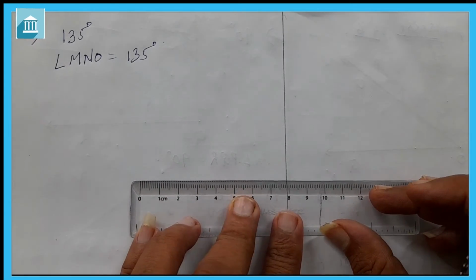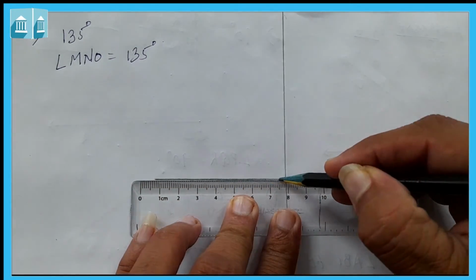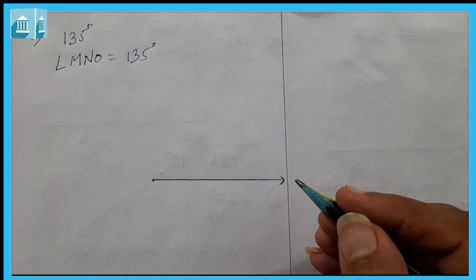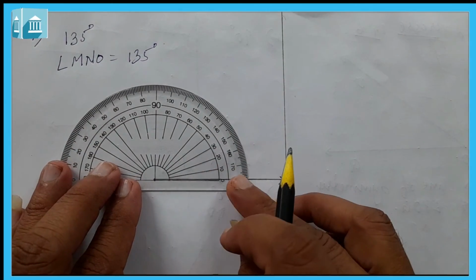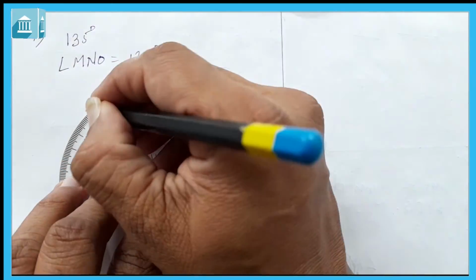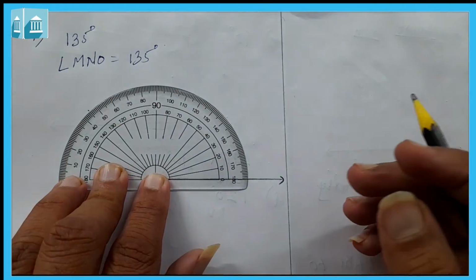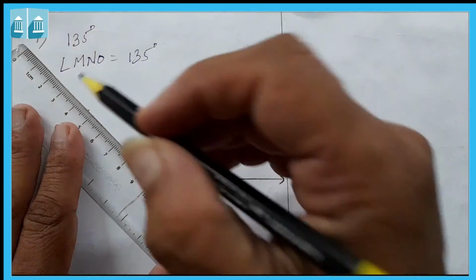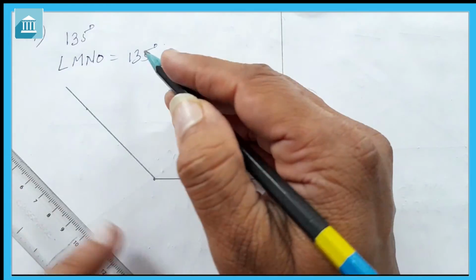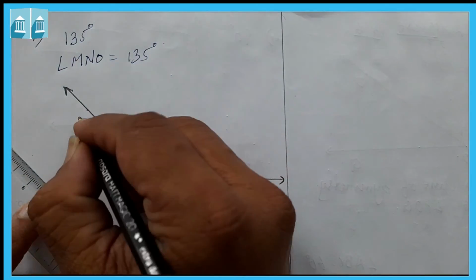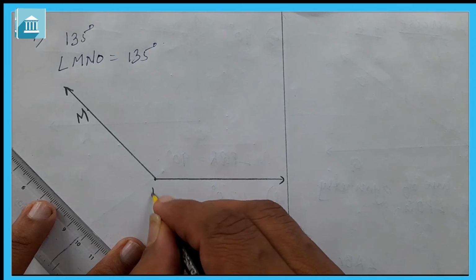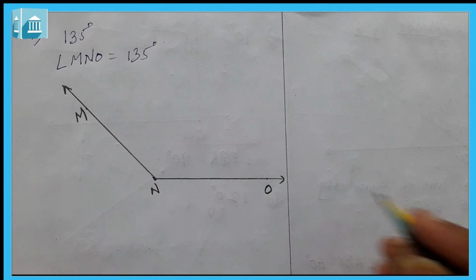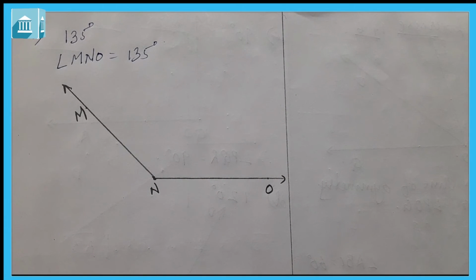So here we will draw with the help of protractor. First we will draw angle 135 degree. It is a special angle, so if you want to draw with the ruler and compass, that also is possible. Now this is, we can say, our angle MNO. Angle MNO is equal to 135 degree.